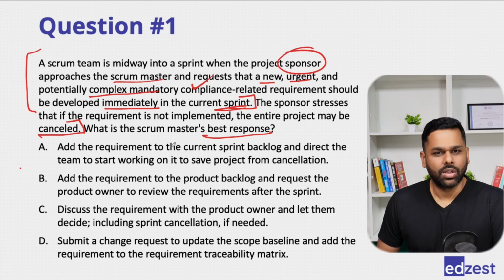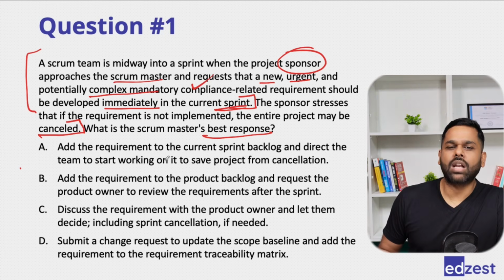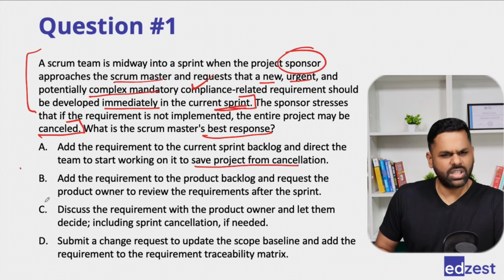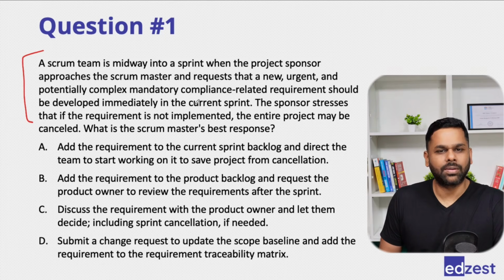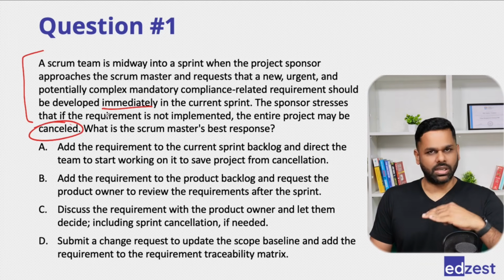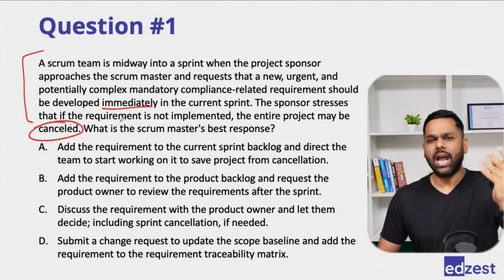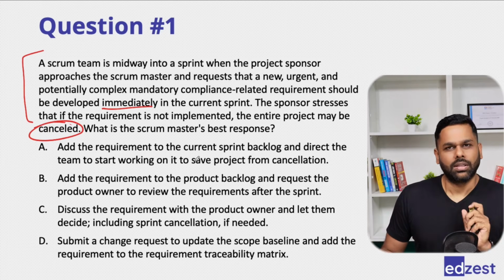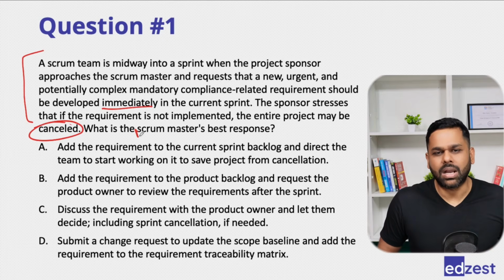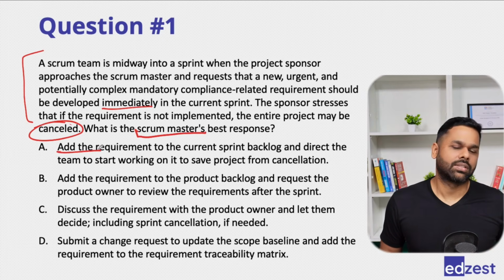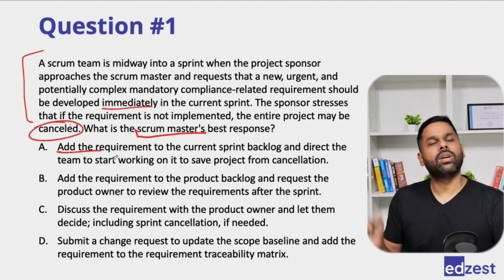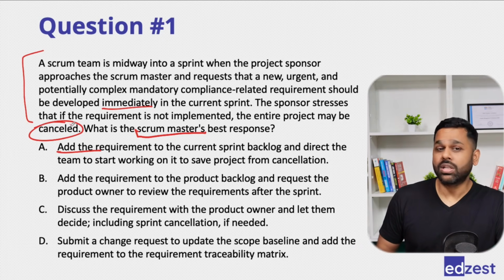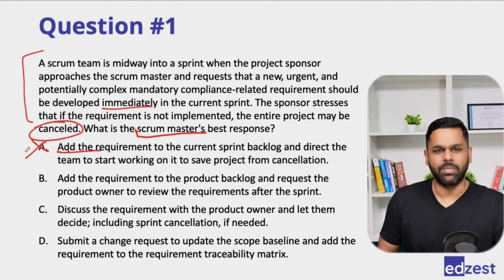Add the requirement to the current sprint backlog and direct the team to start working on it to save project from cancellation, which just follows whatever was given in the scenario. The requirement is important. If you don't do it, then it will get cancelled. Right? So we should do it immediately. Otherwise, the project will get cancelled. So it just follows it. That yes, okay, sponsor has said this, so I'll add that requirement. Right? But the question here is that as a Scrum Master, can I add the requirements? It should be done by the product owner. Right? So product owner has to be involved in this scenario. You cannot just do it on your own. So you can eliminate it.